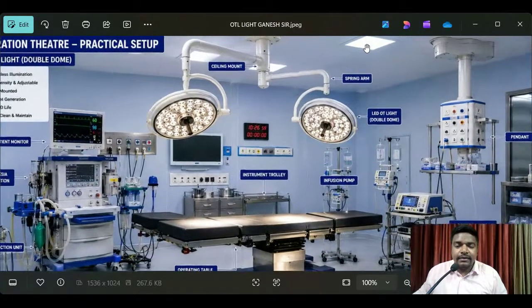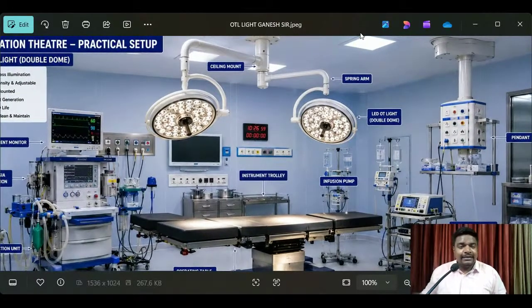See here, understand, my dear engineers? I'm showing a presentation. It's fantastic looking. See here, this is how an operation theater, OT, looks. Whatever the instruments and equipment, we are going to explain all of these as biomedical engineers. You know how much priority they have? Without medical equipment, even a doctor cannot perform surgeries.